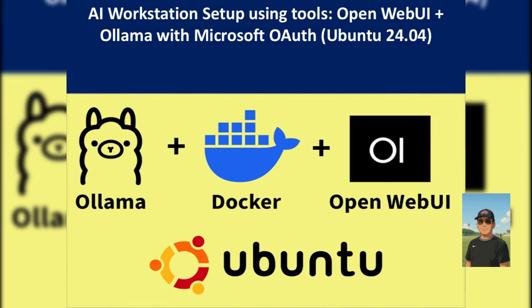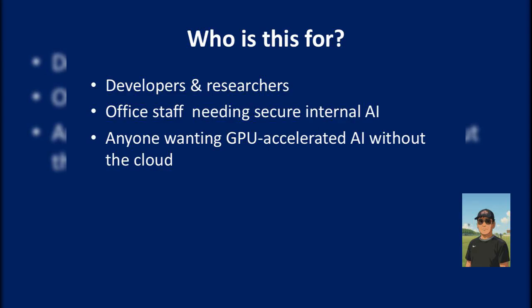Welcome to the AI Workstation Setup using WebUI and Ollama with Microsoft OAuth on Ubuntu 24.04. This powerful combination allows you to harness the capabilities of AI locally, using Docker and WebUI. This setup is perfect for developers and researchers, office staff needing secure internal AI, and anyone looking for GPU-accelerated AI without relying on the cloud.